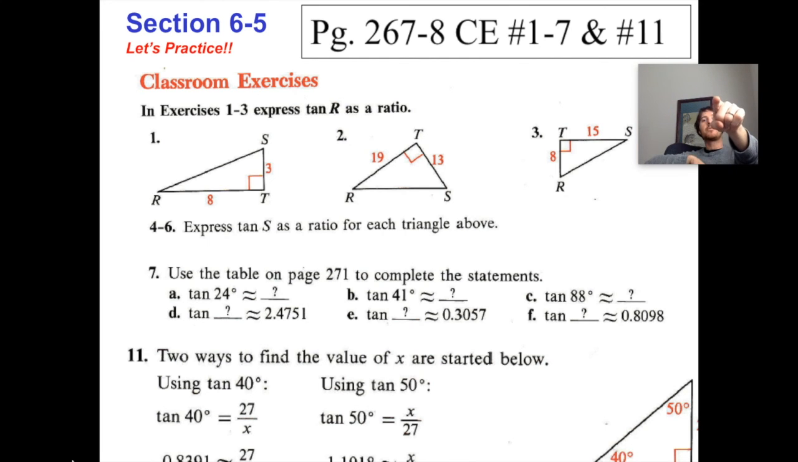Tangent, baby. Opposite over adjacent ratio. Hopefully you stayed awake during this video and got what you needed out of this.